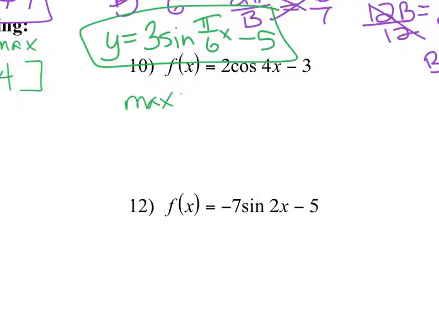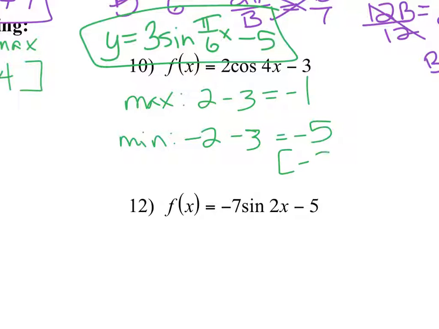Max is 2 minus 3. Min is negative 2 minus 3. So this is negative 1 to negative 5. So negative 5 is the min, negative 1 is the max.